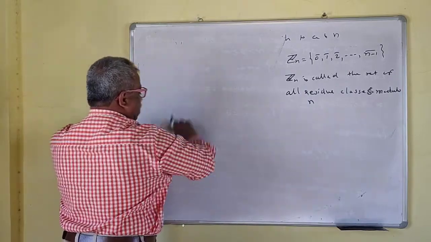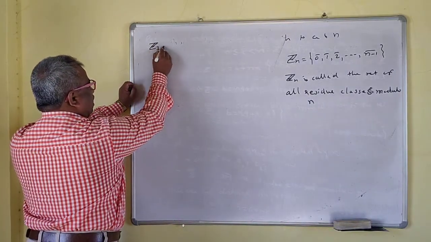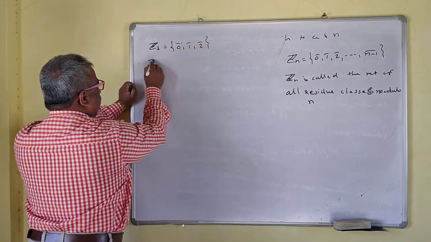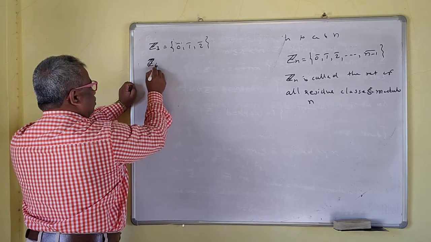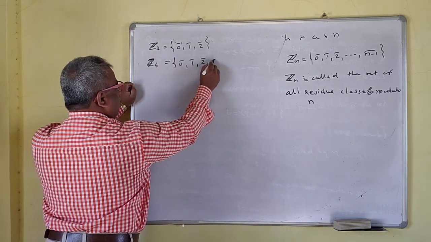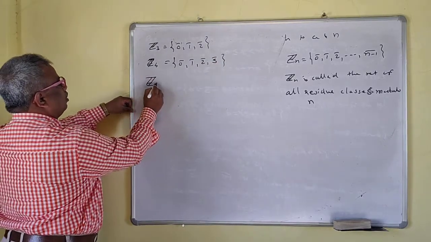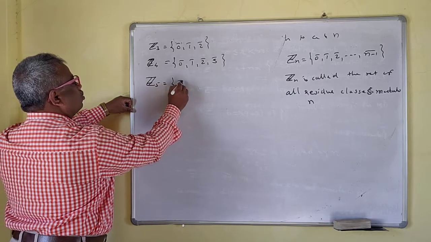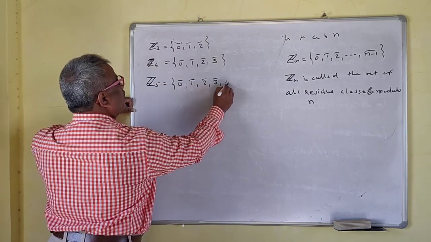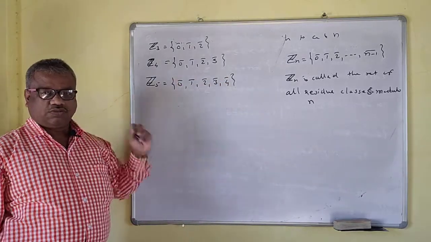I'll start from Z3 now. Z3 is equal to 0 bar, 1 bar, 2 bar. Z4 is the same as 0 bar, 1 bar, 2 bar, 3 bar. Z5 is 0 bar, 1 bar, 2 bar, 3 bar, 4 bar only, not 5 bar. Only 5 classes will be there.